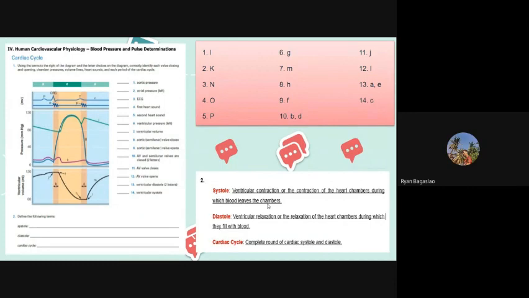Define the following terms. Systole is the ventricular contraction, or the contraction of the heart chambers, during which blood leaves the chambers. Diastole is defined as ventricular relaxation, or the relaxation of the heart chambers, during which they fill with blood. Cardiac cycle is the complete run of cardiac systole and diastole.